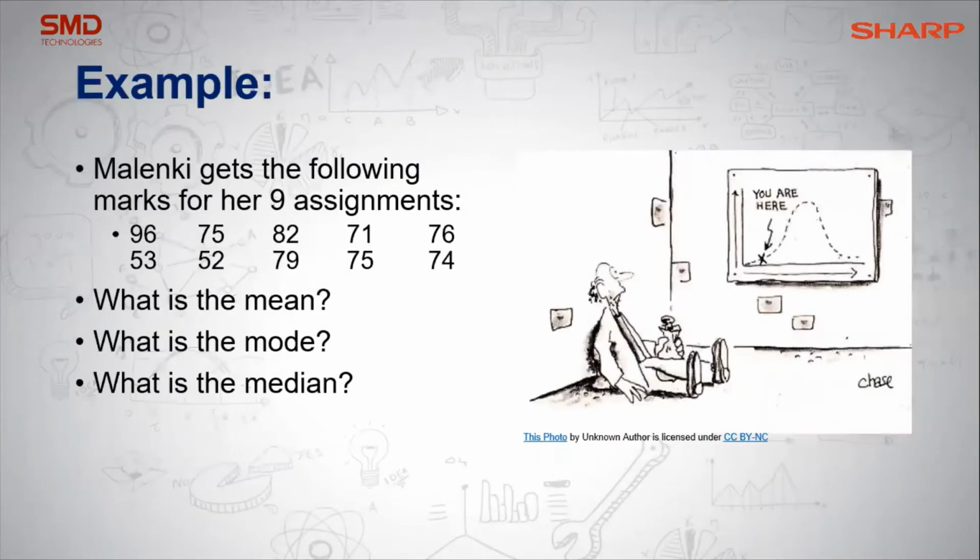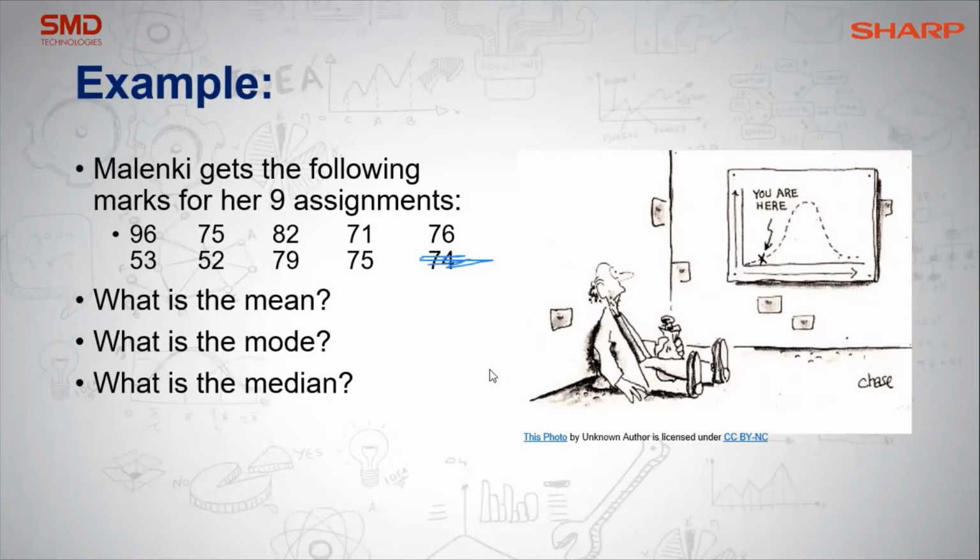So, Malinki gets the following marks for her 9 assignments. She did very well. Oh, I haven't taken out that 74. Okay, please ignore the 74. It should not be in here. There's 9. Okay, so the question is, what is the mean, what is the mode, and what is the median?